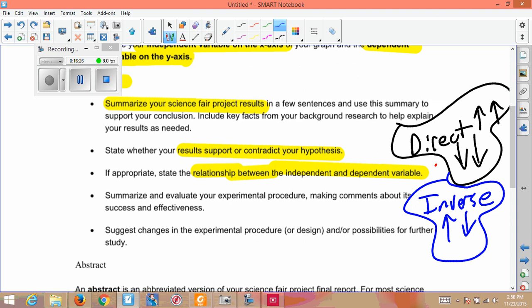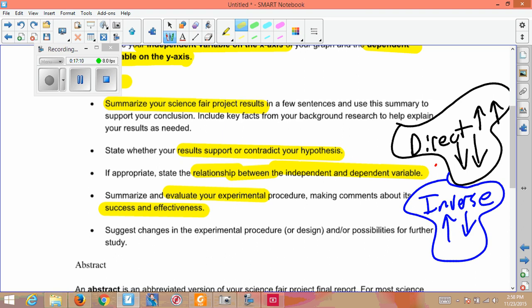All right. Summarize and evaluate the procedure. Make comments about the success and effectiveness. Was there something that you would change in the future and do differently? Suggest changes in the experimental procedure or design. Okay? Because again, you're a scientist. You're doing science. You're going to report your findings to the world, and other scientists are going to look at it, and they're going to ask, how would I do this differently? Right? So they're going to be looking to see what you would do if you did this again.